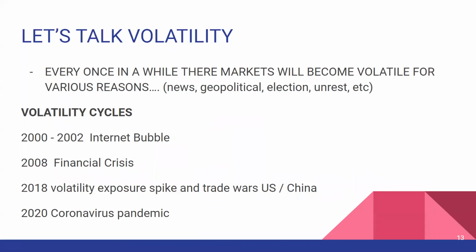So let's talk volatility. Every once in a while, the markets will become volatile for various reasons, whether news or geopolitical events, election, unrest, etc. There were different volatility cycles from 2000 to 2002. So this is not new that is happening in the market. It is a cycle of volatility moves in cycles.